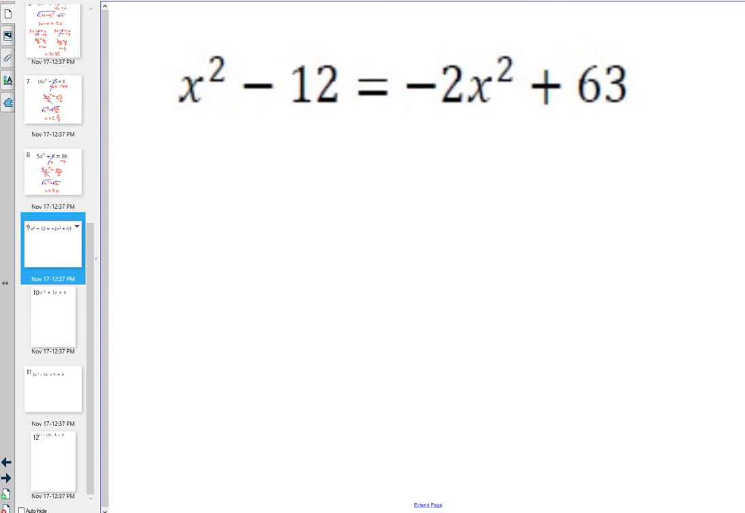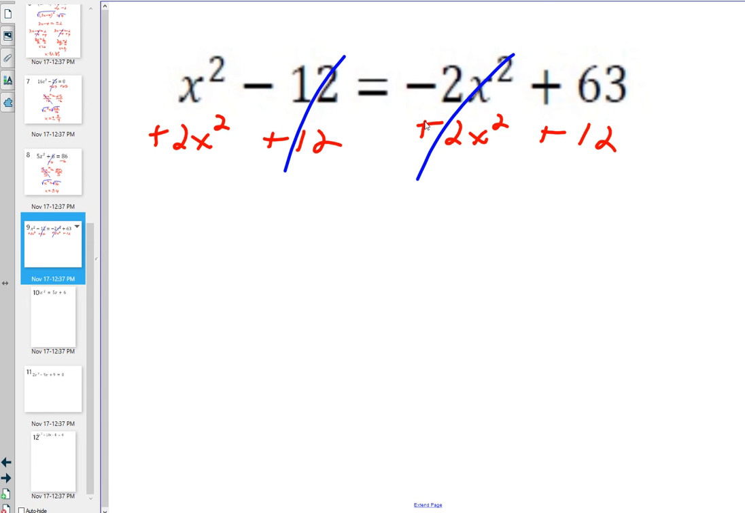Ooh. See, this one's a lot harder. Here I see two different x's, but they're both squares. So if they're both squares, that means that they're like terms. So if I could put them on the same side, I'd be able to combine them. So even though this looks different, I'm still going to do this with square root property. I'll move all the x's to the left. I'll move all the constants to the right.